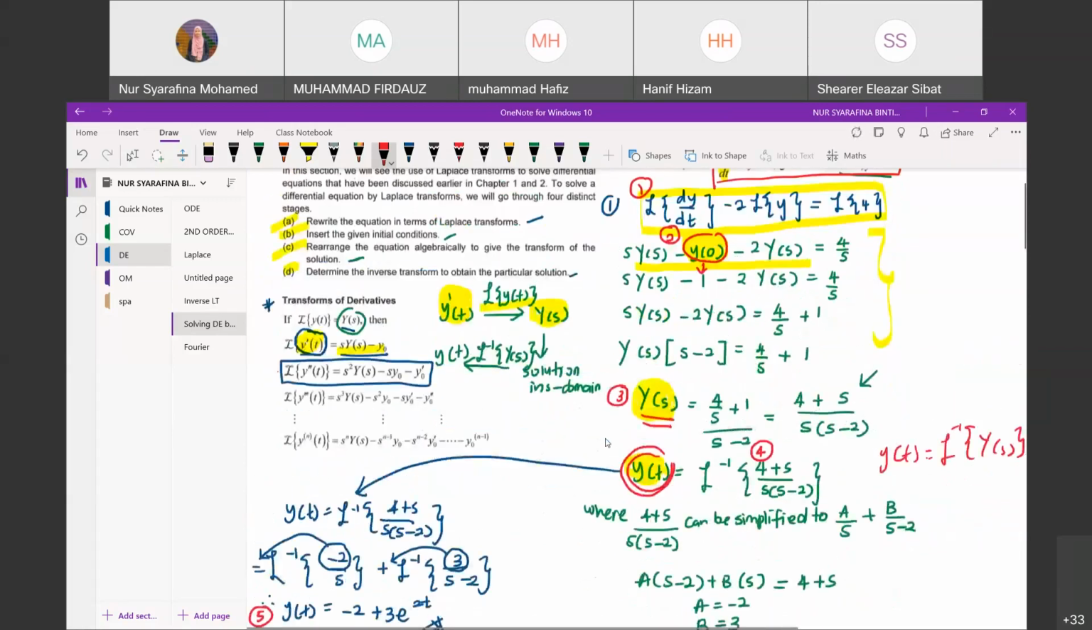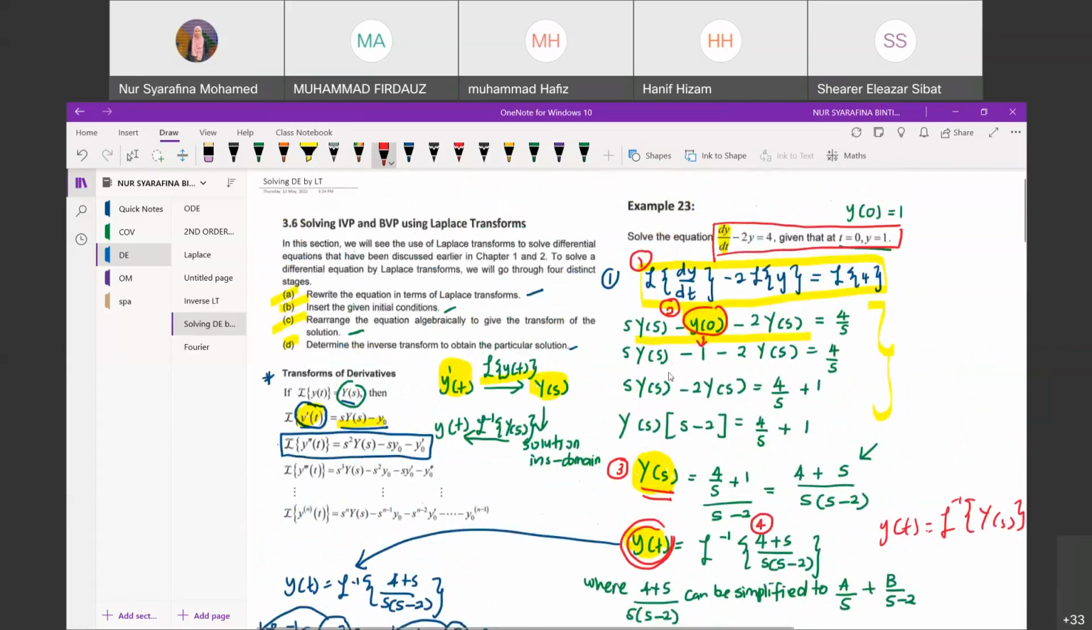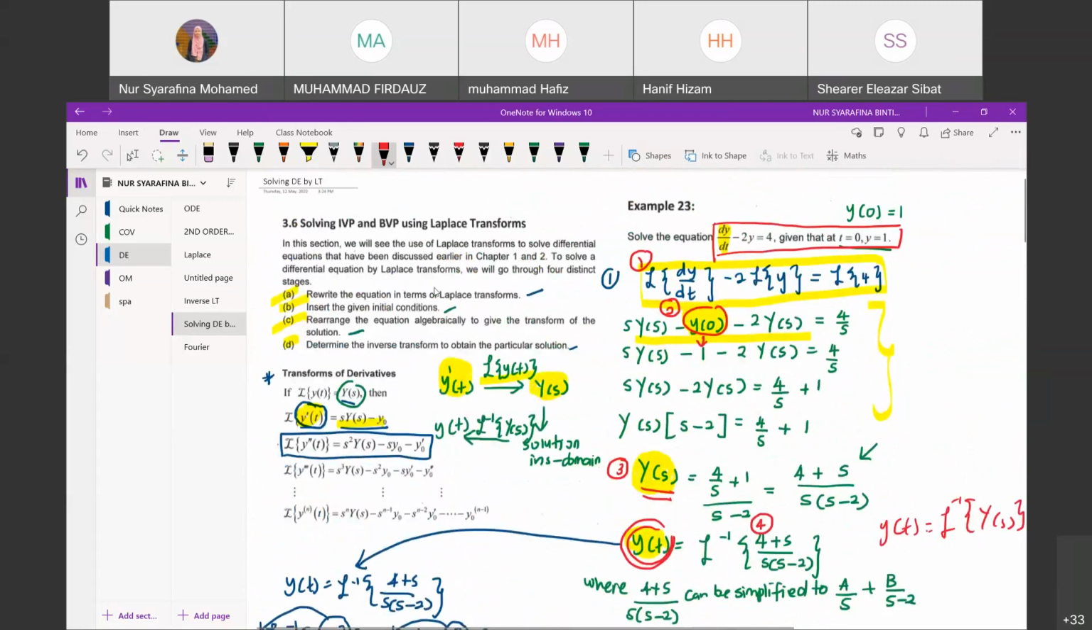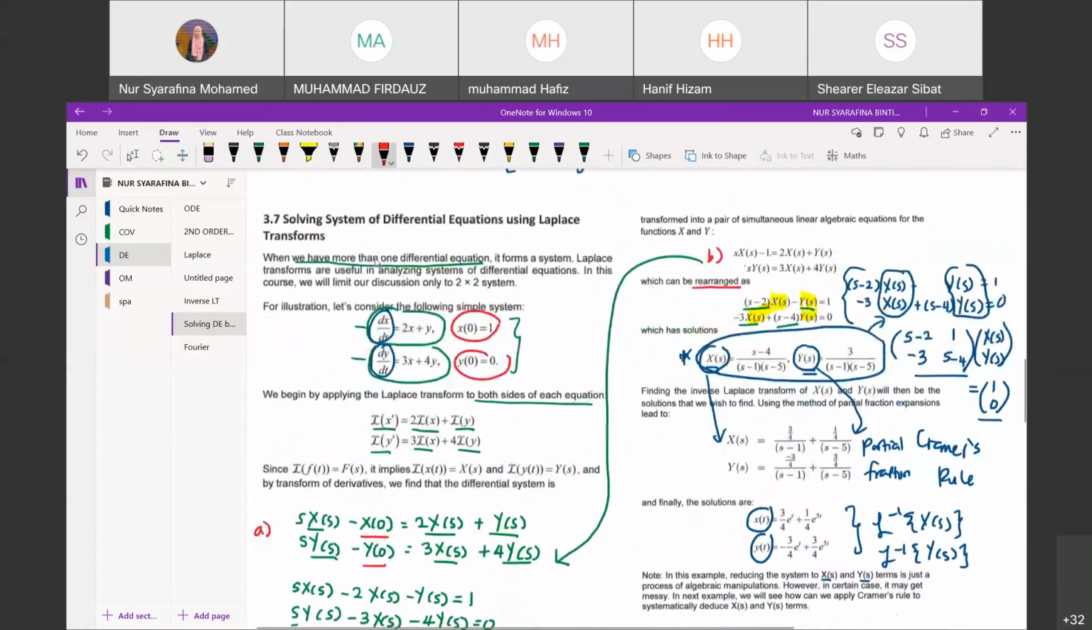That one is for dy/dt, first order. It is the same process with second order, but with y double prime we just use the transformation of y double prime. Then the process is quite similar. After we solve the DE by using Laplace, we are going to solve the system of differential equations, where solving this system means solving the differential equations as simultaneous equations.